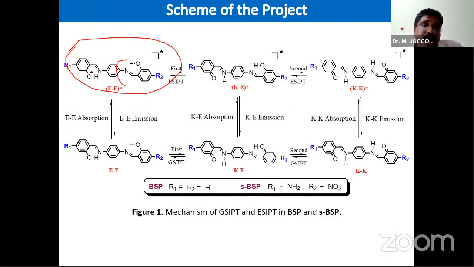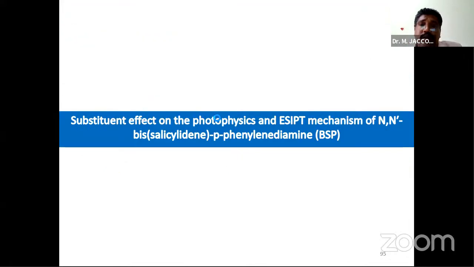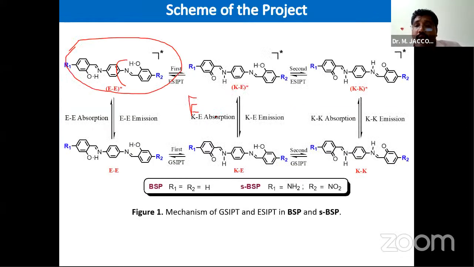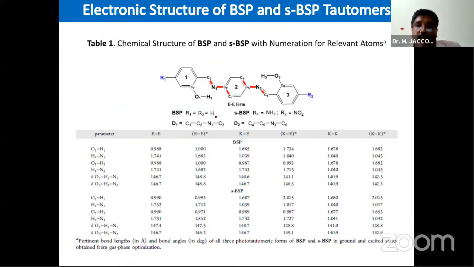Salicylidene phenylenediamine, where we have taken this and then try to find out the keto-enol tautomerism, in which there will be ESIPT, that is excited state intramolecular proton transfer, as well as ground state intramolecular proton transfer. Okay, how far this intramolecular proton transfer goes is very important. This is one of the active fields where people are often working, trying to find out the reaction modeling.